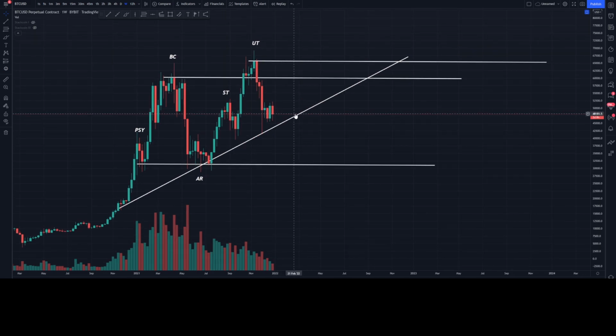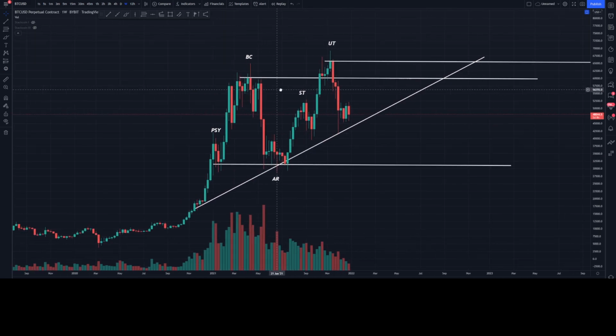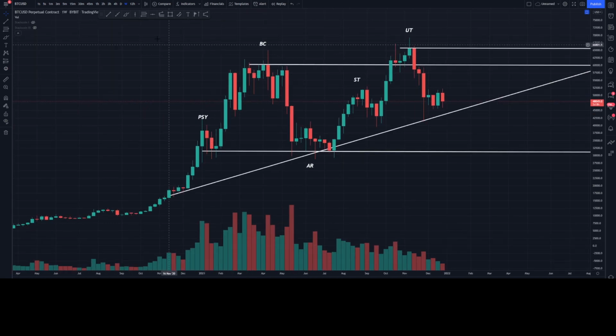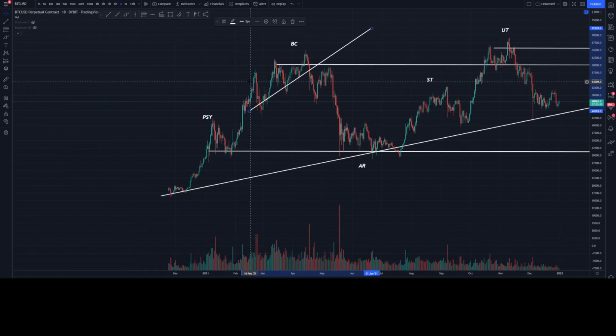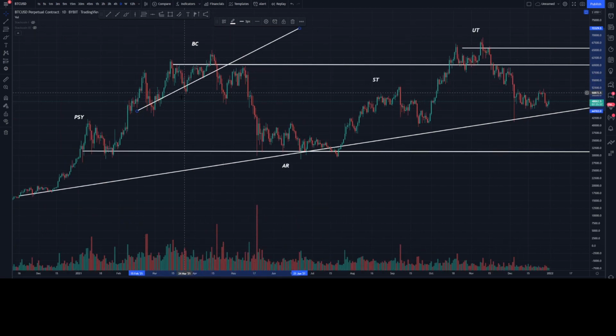Okay, this line is the same line that occurred in this smaller one, and it basically looked something like this. And then the second it was broken, it collapsed through. If you go to the daily, we'll be able to see a little better.